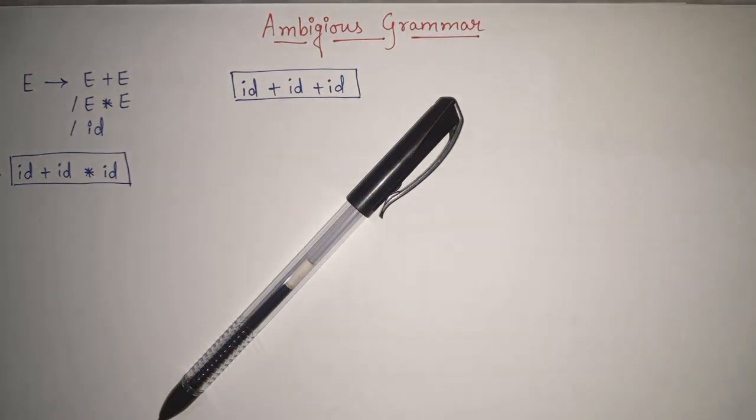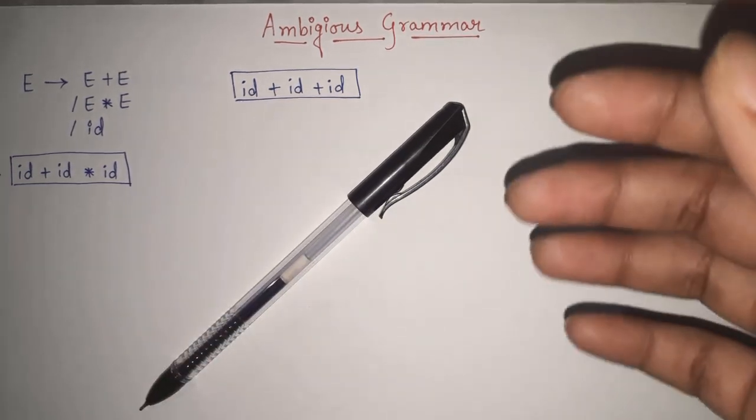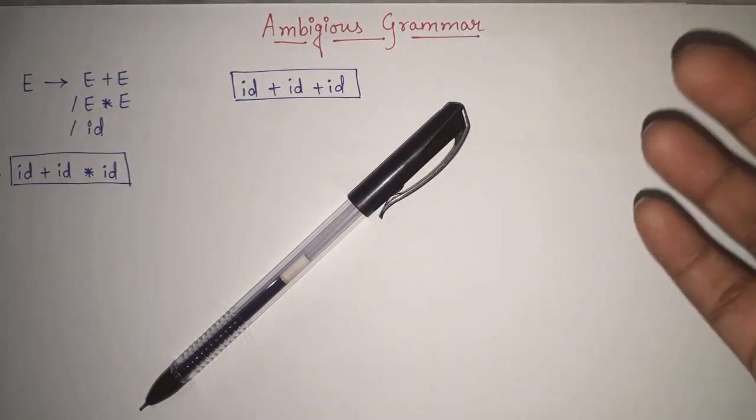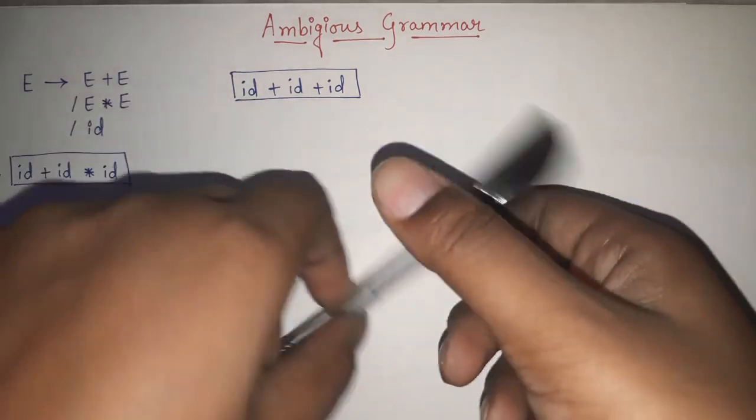Hello guys, welcome back. As you know, we have already discussed grammar in our last video. I told you what grammar is in the context of compiler design and the various tuples or properties of grammar. If you have not seen that video yet, please see it once so that you can understand this video clearly. In this video we are going to see what is ambiguous grammar.